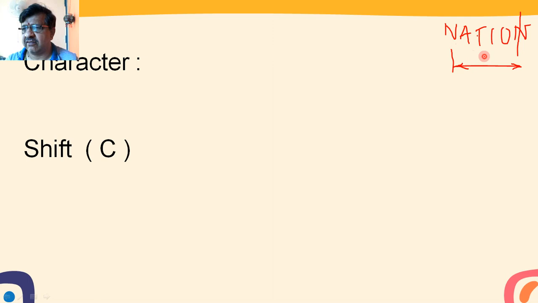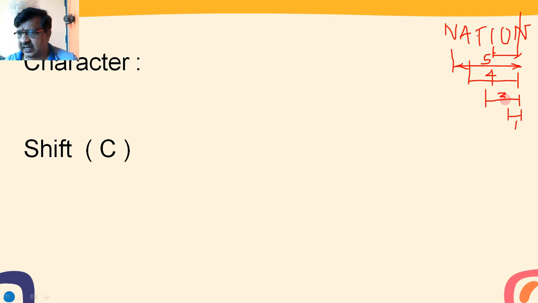As far as A is concerned, this is the shift size, and it is equal to 4. As far as T is concerned, it is this. As far as I is concerned, this is the amount of shift. And as far as O is concerned, it is only 1. So for O, it is 1. For T, it is 3. For A, it is 4. And for N, it is 5.